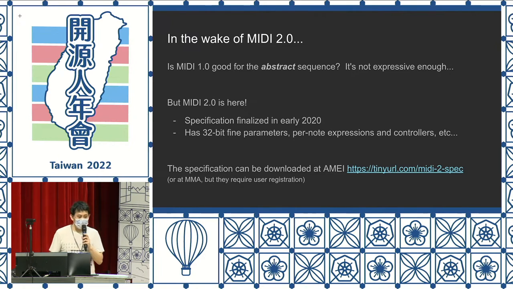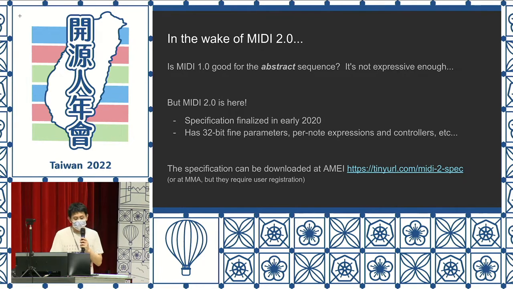So is MIDI 1 good for that? Well, in general, yes, but MIDI 1 was, as you know, not expressive enough. Like the parameter range is limited to 7 bits, and there should be more features to support. But finally, MIDI 2 was standardized in 2020. And MIDI 2 has 32-bit fine parameters and something called per-note expression and per-note controllers and some rich features included. So it's good.